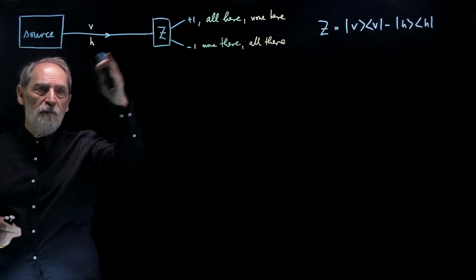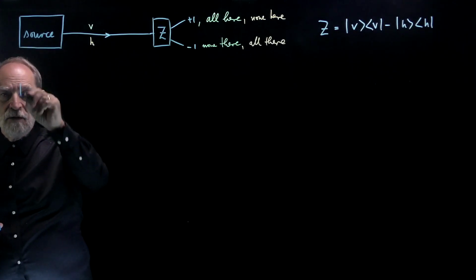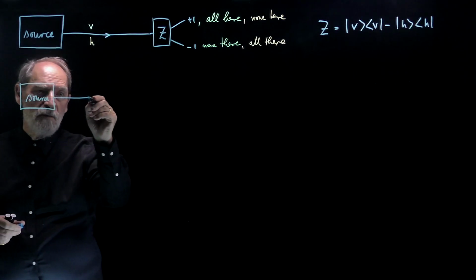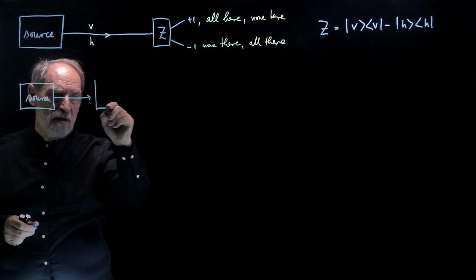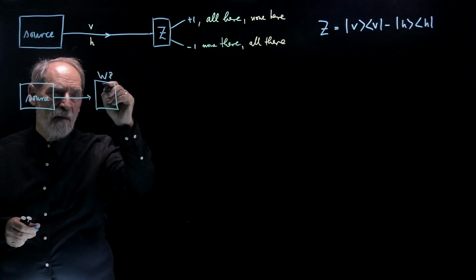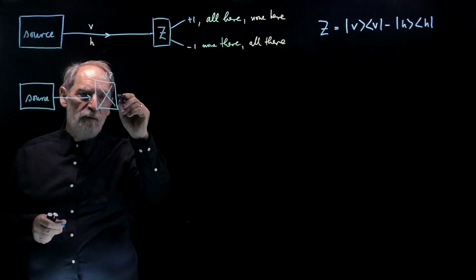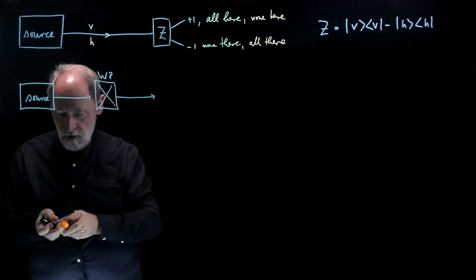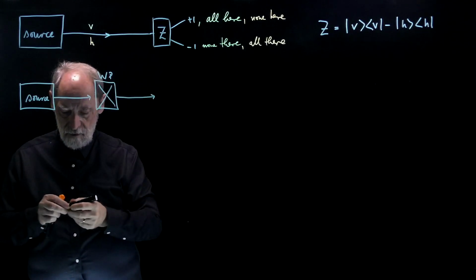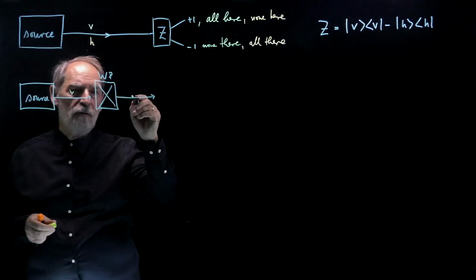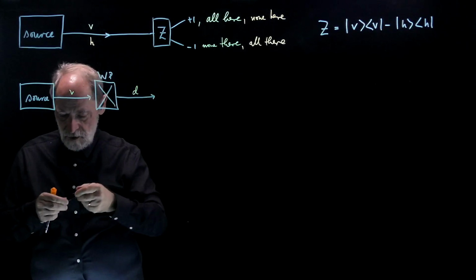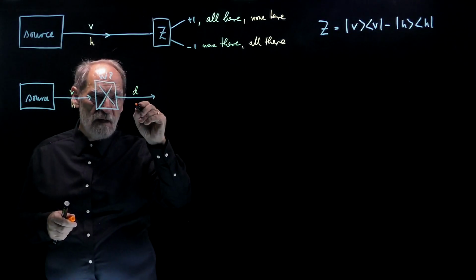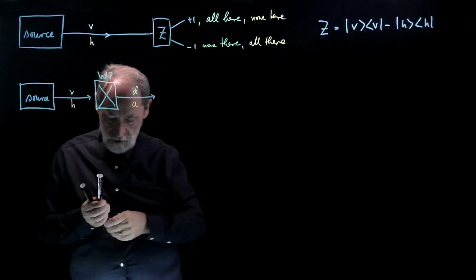Now, let's modify this experimental setup a little bit. So we have the source, the photons that are emitted from the source. Before they are measured, we send them through a wave plate. And this wave plate is such that it converts a vertically polarized photon into a photon that is diagonally polarized. And a horizontally polarized photon becomes an anti-diagonally polarized photon.